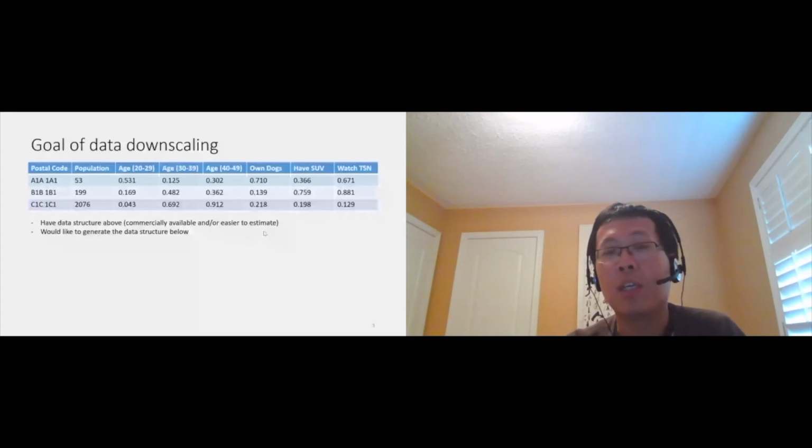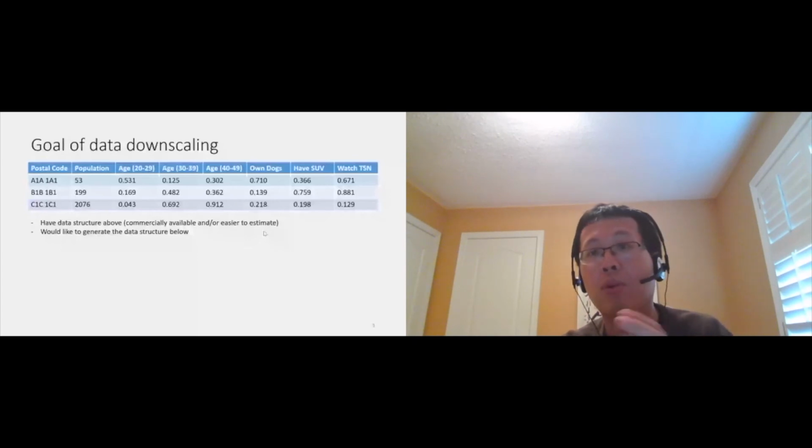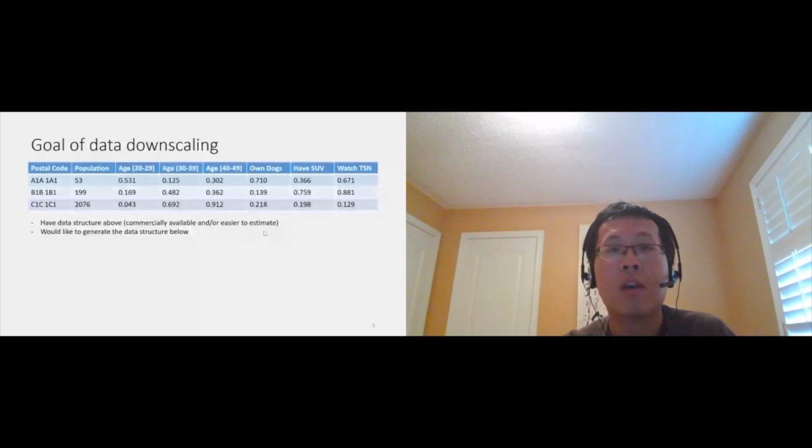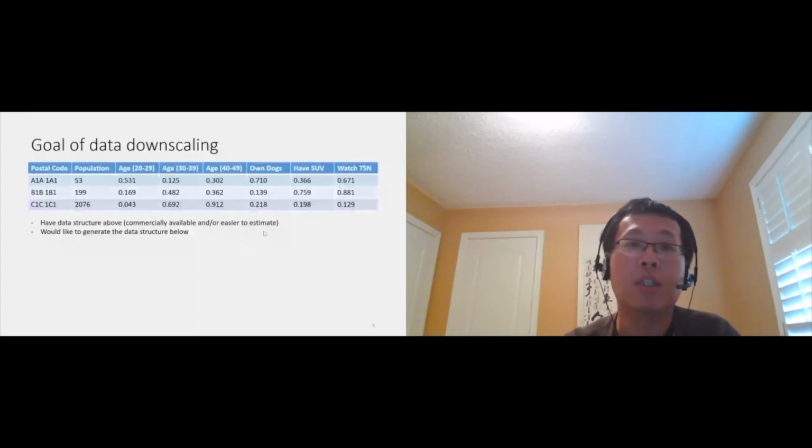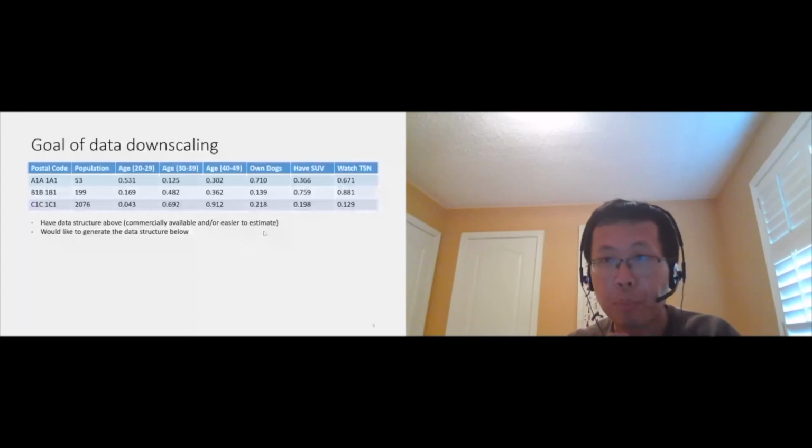The attributes can be binary, either yes or no, in the cases of, for example, owning a dog or having an SUV, or they could also be multi-categorical. So things like age, for example, would follow one of those. You would have multiple classes.